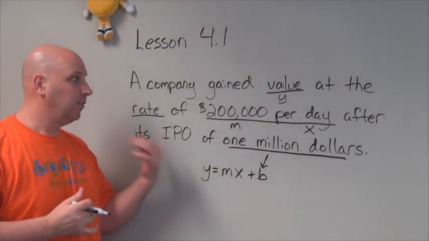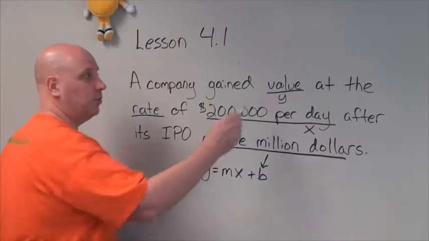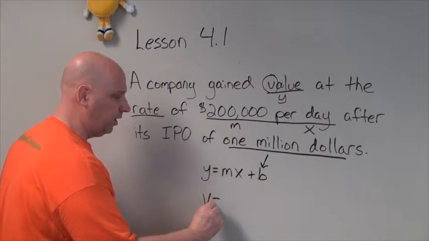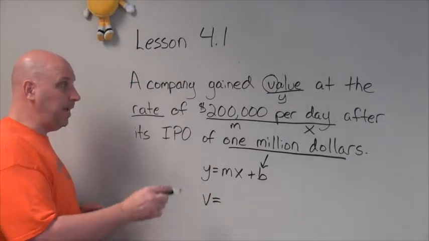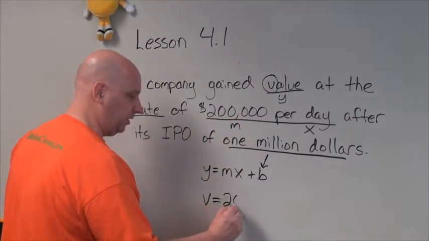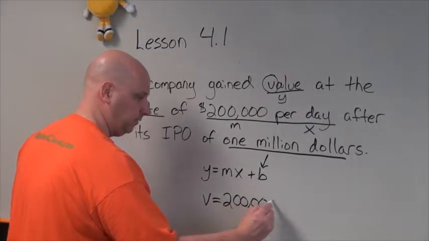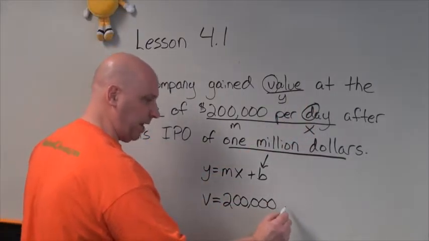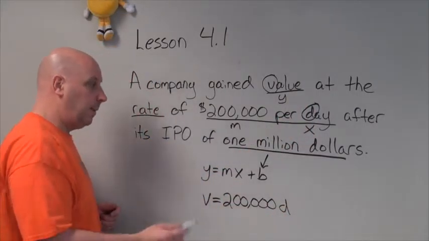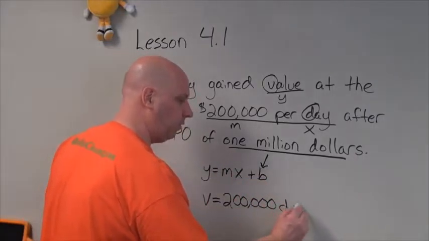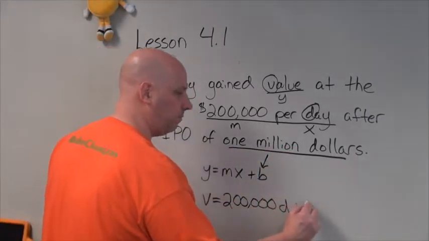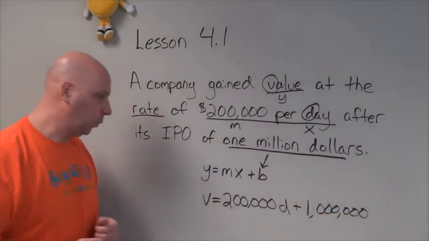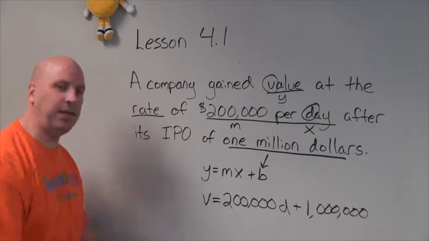Now I want to use things that are going to make more sense, so I'm going to use v for value instead of y. I'll say the value of the company is going to be equal to 200,000 times x, but I'm going to say d for the number of days because it would make more sense in this problem, plus its IPO, or initial amount, of $1 million. It's a lot of money. That would be the equation.